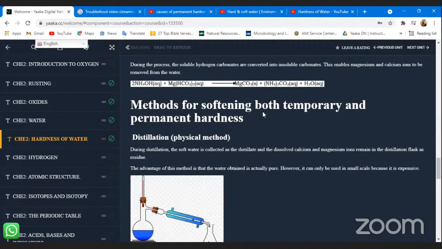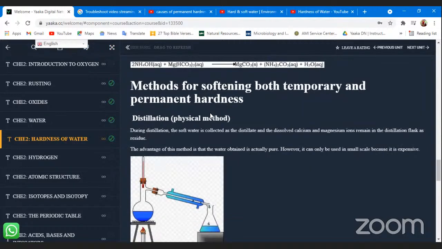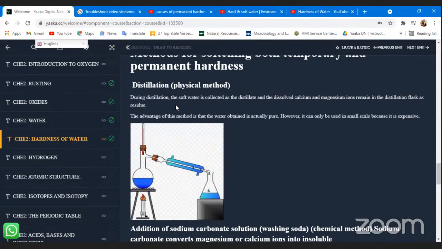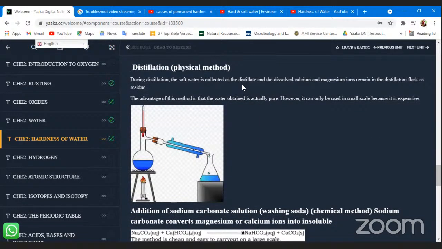Methods for softening both temporary and permanent hardness. We have distillation. It's a physical method. Distillation involves heating the water, it evaporates, and then it's collected. The minerals and those other dissolved salts are left as residue in a flask here. Okay, so you heat this, your hard water. Pure water evaporates at 100 degrees Celsius, and then it settles down in this beaker, conical flask. That leaves the dissolved residues at the bottom of the flask which you use to heat.